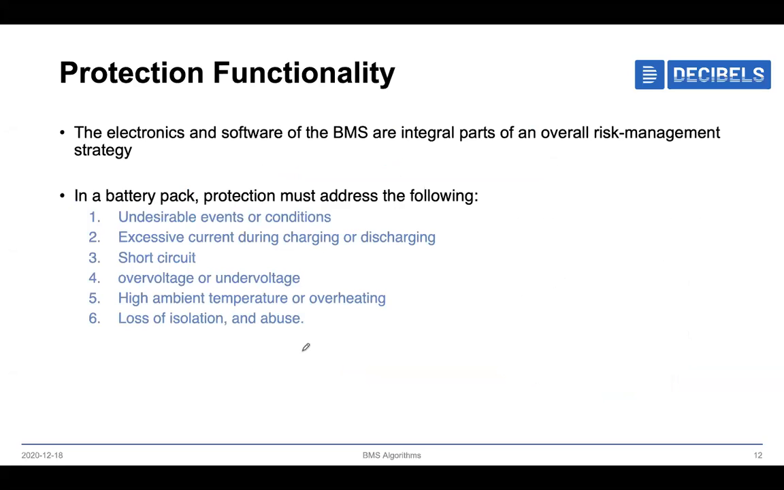It must be responsible for these six things. One is undesirable events or conditions; it has to save the cell from that. Then excessive current during charging and discharging, short circuits, over voltage and under voltage, high ambient temperature or overheating, and loss of isolation and abuse. It has to make sure it gives protection in all these six cases, or if there is anything I missed over here.